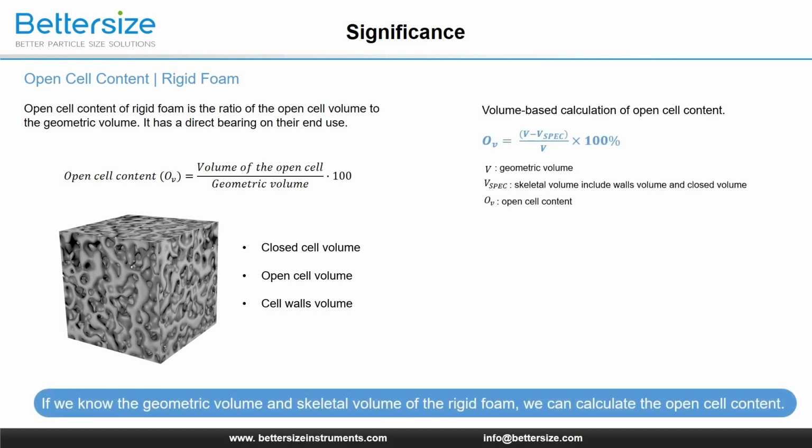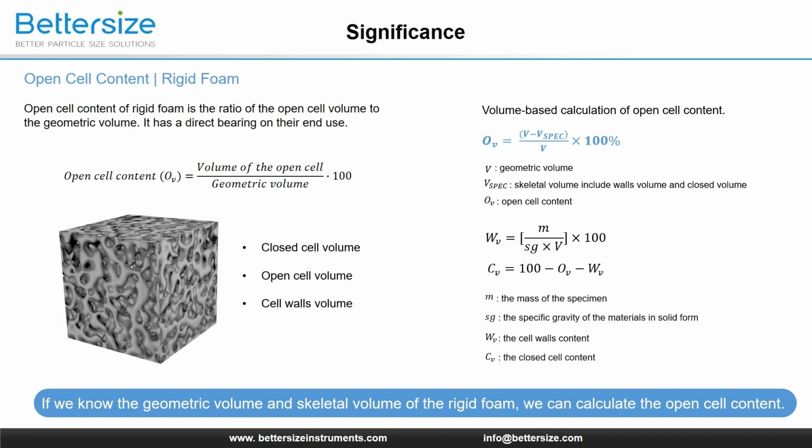To determine the open cell content, we can measure the skeletal volume and the geometric volume of foam samples according to the formula. Furthermore, the closed cell content can also be determined if we know the mass and specific gravity of the materials in a solid foam.